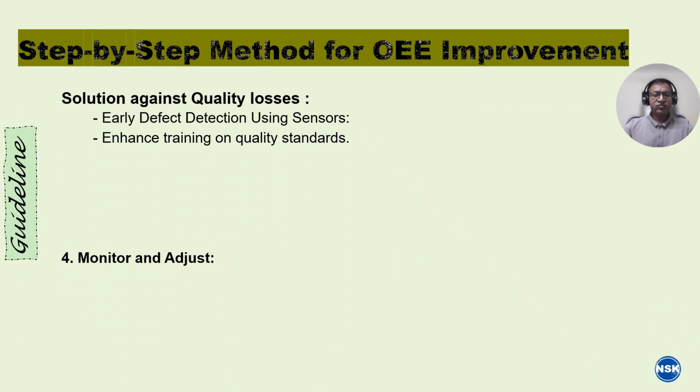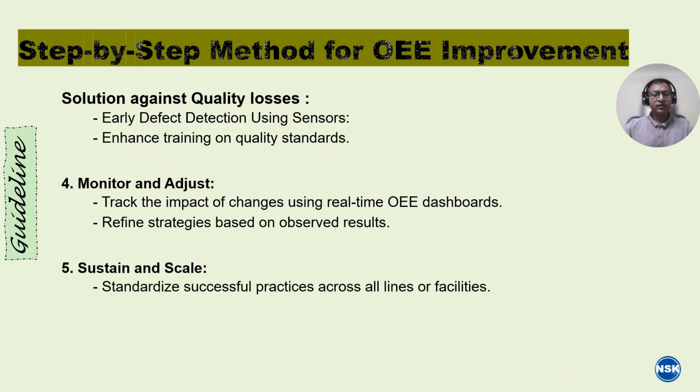Solution against quality losses: early defect detection using sensors. Deploy vision-based inspection systems to identify surface defects, use ultrasonic sensors for detecting internal flaws in material, implement vibration analysis sensors to predict mechanical failure before it occurs, integrate thermal imaging sensors to identify overheating issues in real time, enhance training on quality standards, etc.